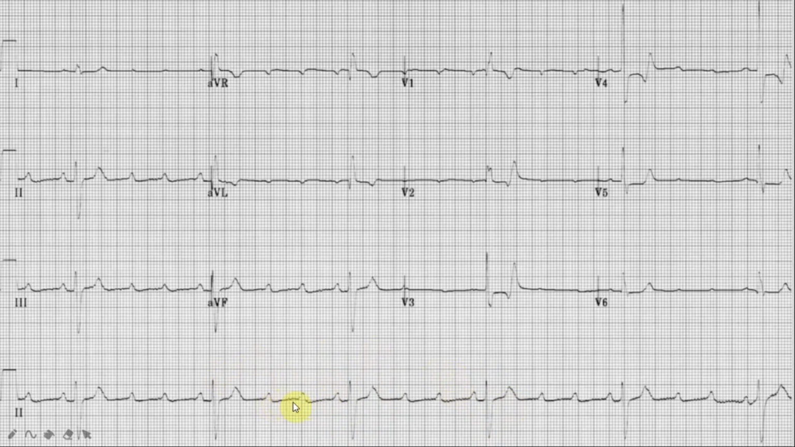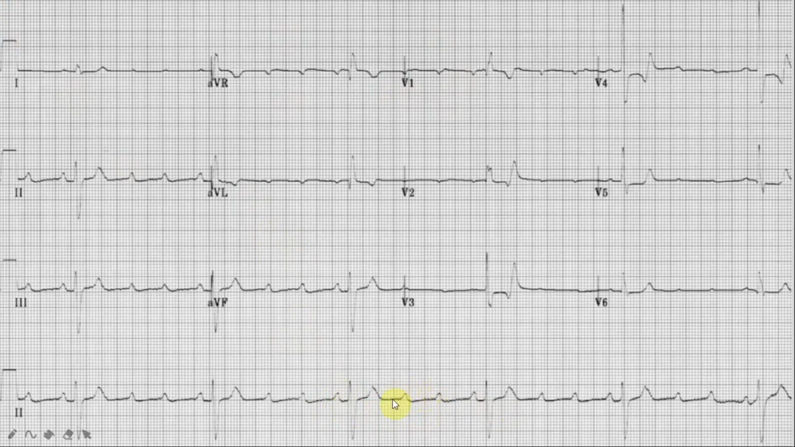Absolutely. So this is one of those hard ones. The only thing we can see is that the P wave is coming in every second large square. So the atrial rate is about 150 beats per minute, and the ventricular rate is very slow, about 40 beats per minute. So the main thing here is that we cannot compare the PR interval because there are no subsequent PR intervals.